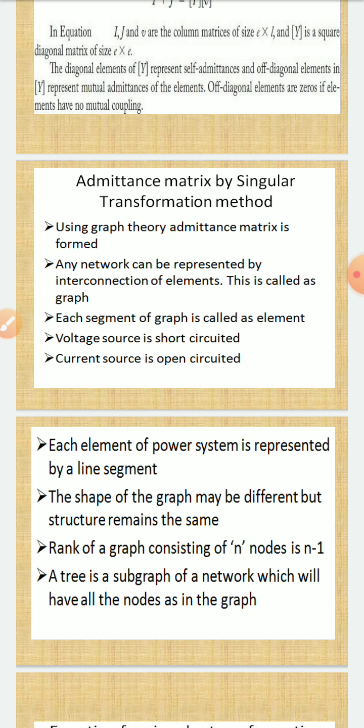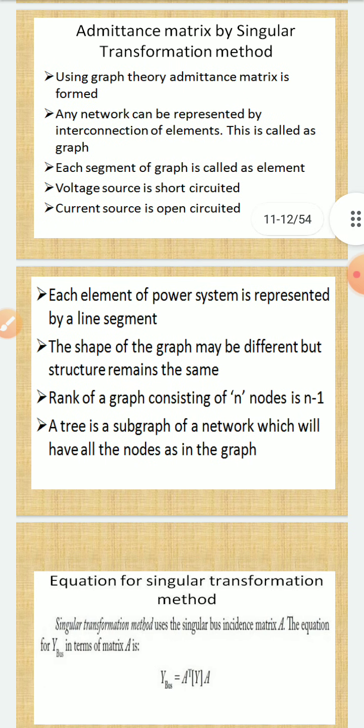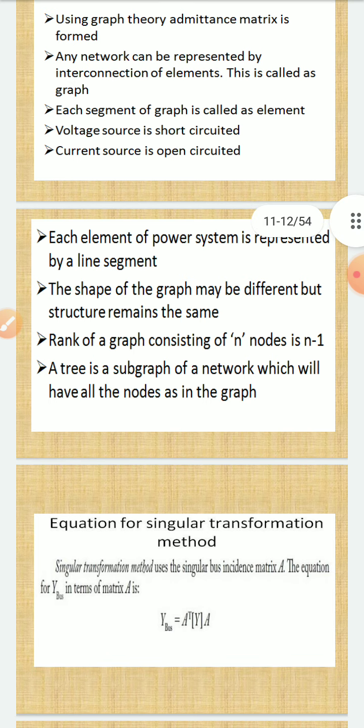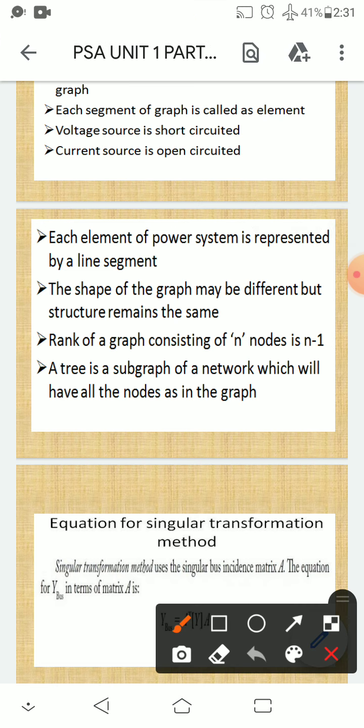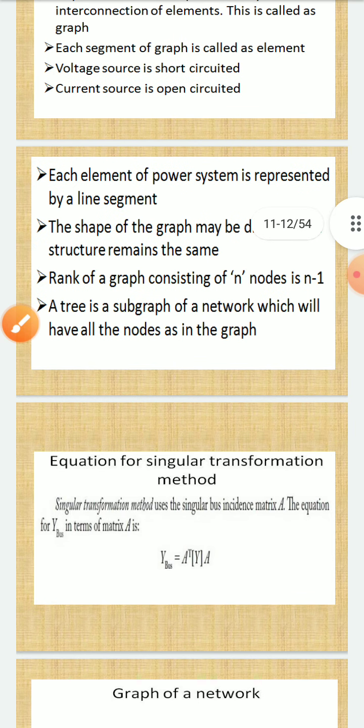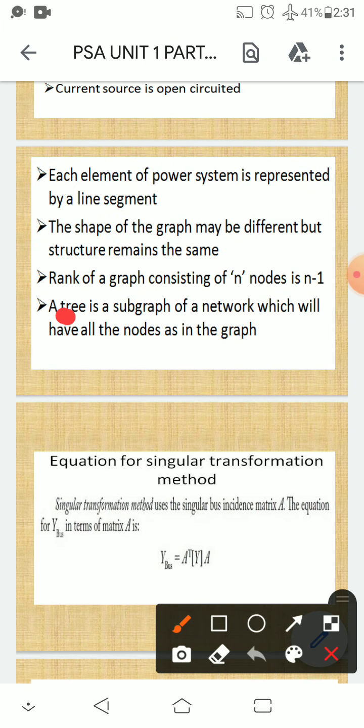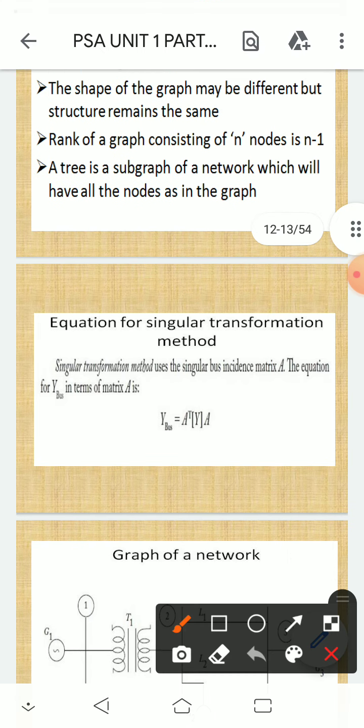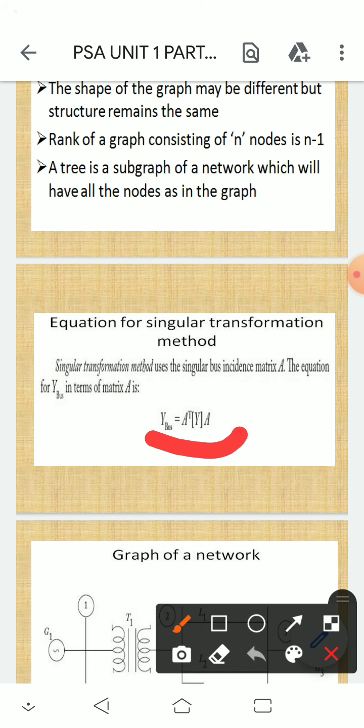Here a voltage source means we have to short circuit, and a current source means we have to open circuit. Each segment of the graph is called an element. Each element of the power system is represented by a line segment. The shape of the graph may be different, but the structure remains the same. The rank of the matrix for n nodes should be equal to n minus 1. A tree is a subgraph of the network which contains all the nodes of the graph. The equation for singular transformation is Y bus is equal to A transpose Y into A.